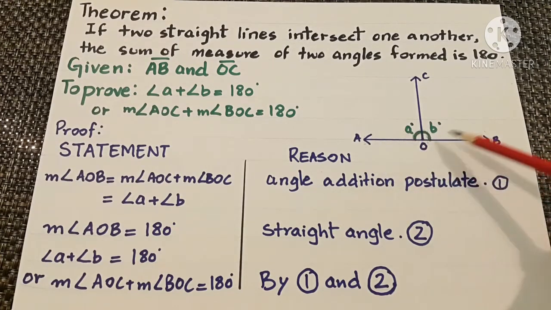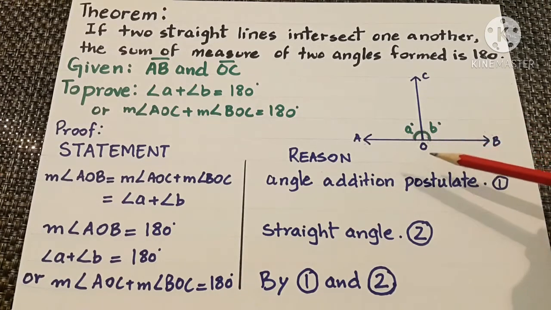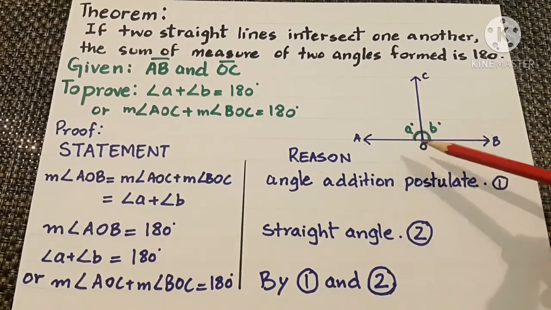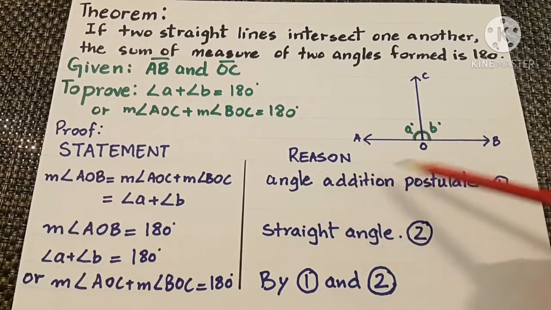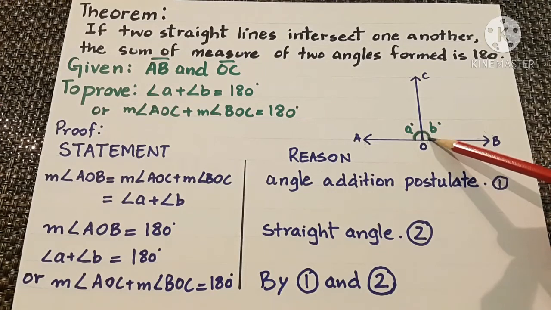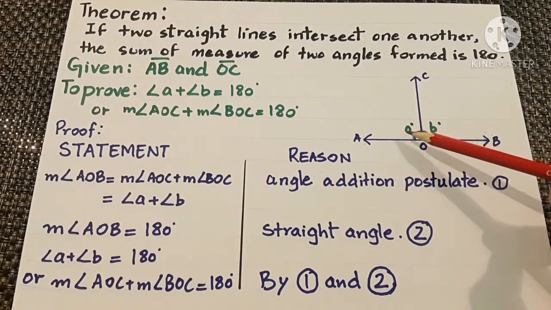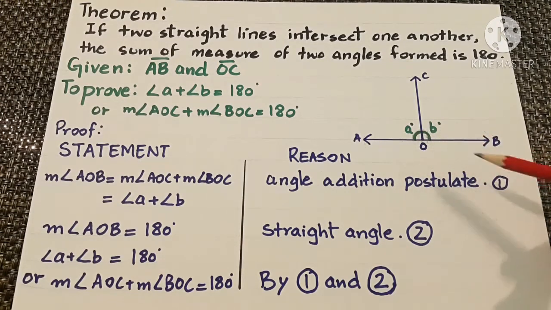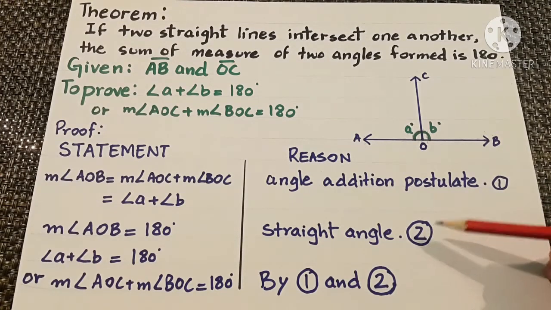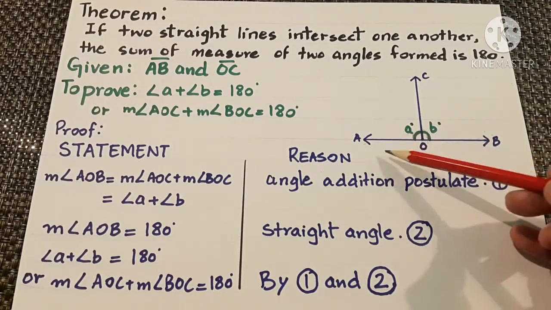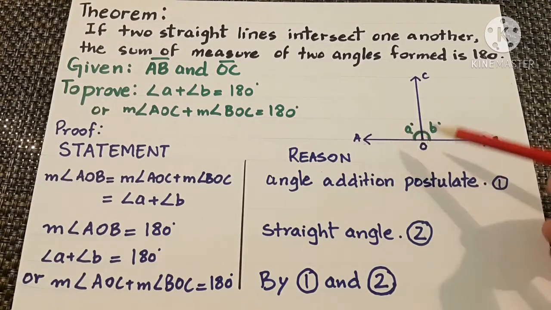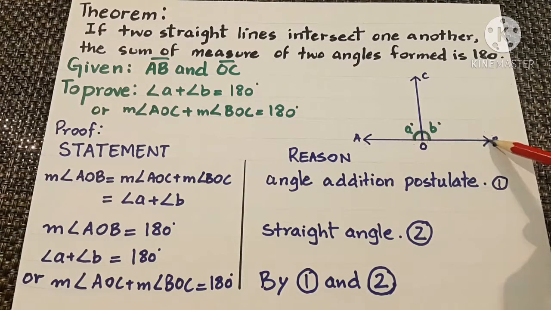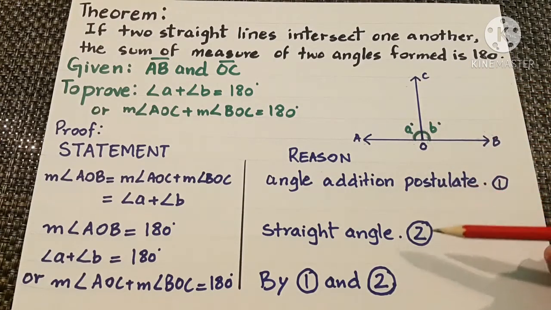Now, measure of angle AOB is equal to 180 degrees because the angle that is formed on a straight line is known as a straight angle and it is equal to 180 degrees. Now, this means that angle A and angle B is also equal to 180 degrees. So we write it like this: the first reason we say is point 1, the second reason is point 2. Now, when we add point 1 and point 2, this means that angle AOC plus angle BOC is equal to 180 degrees.